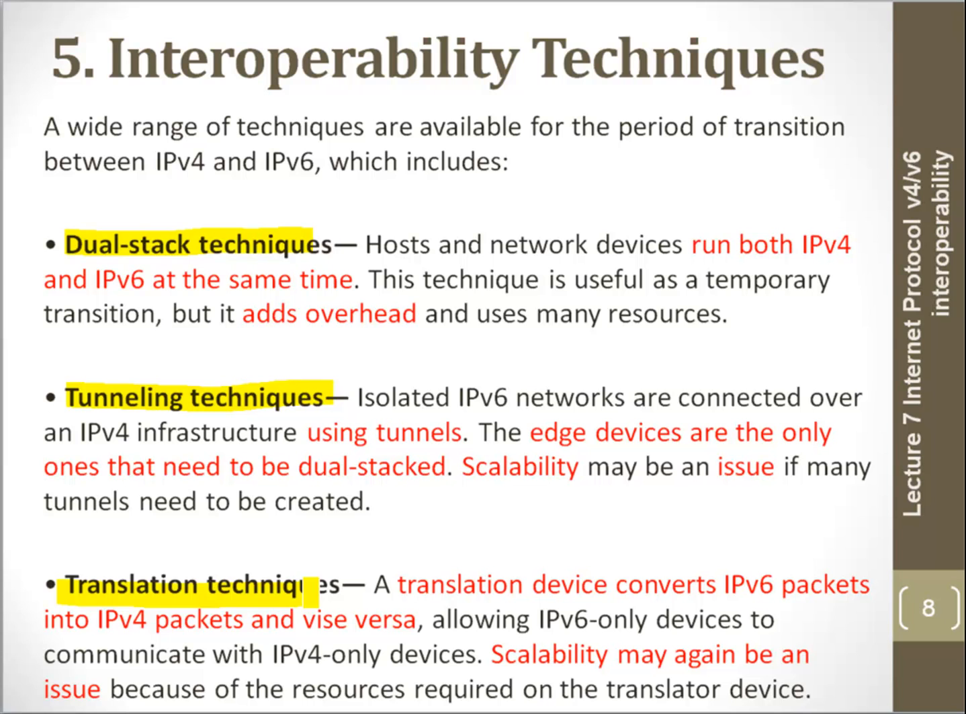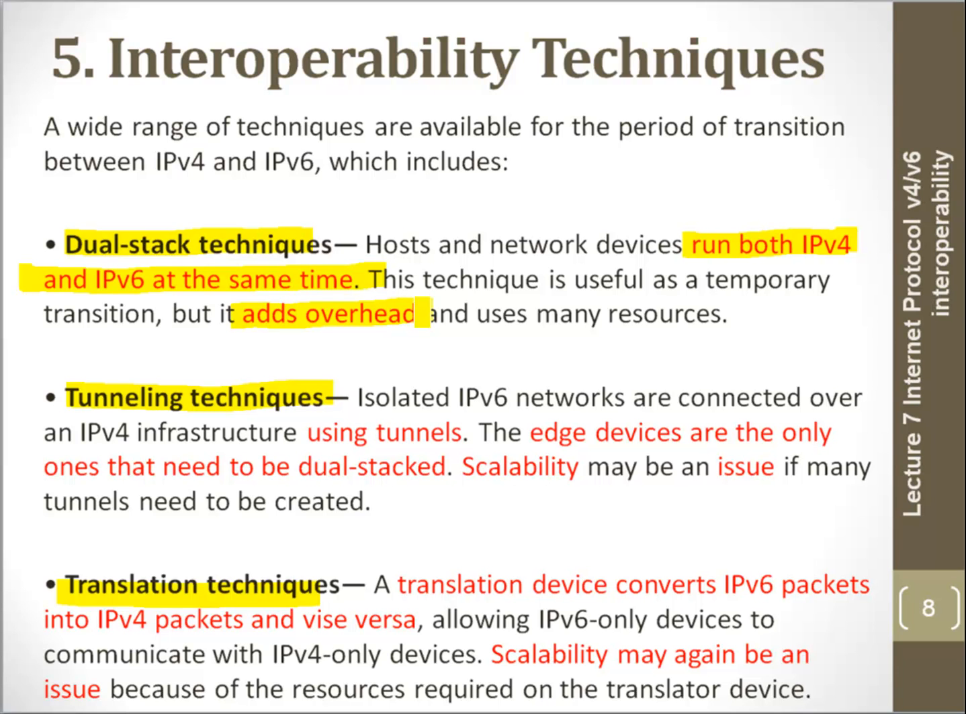Now, in one line, what is a dual stack? Dual stack means both IPv4 and IPv6 will be available at the same time. In a single machine or a single router, both protocols will be running, both 4 and 6. So this is going to add some overhead, and because of this there are some drawbacks. What are the drawbacks? Everything we are going to discuss in the coming slides.